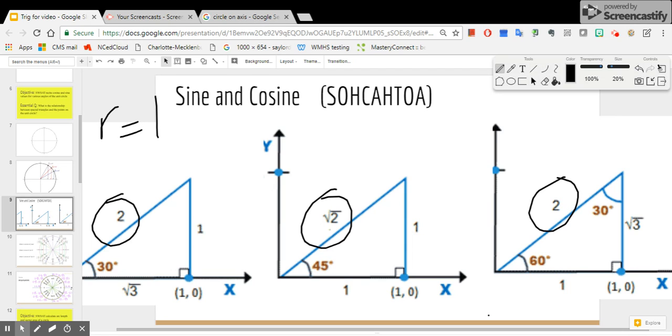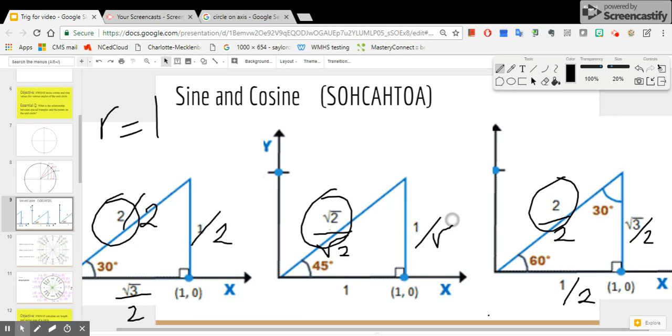So in the case of the 30 and the 60-degree triangle, in order to get that radius to be 1, I would need to divide it by 2. So I would also need to divide each of its other legs by 2. So I'll go ahead and cut all of those by 2. However, for this middle one, I would need to divide by root 2 in order to get rid of that root 2 in the numerator.